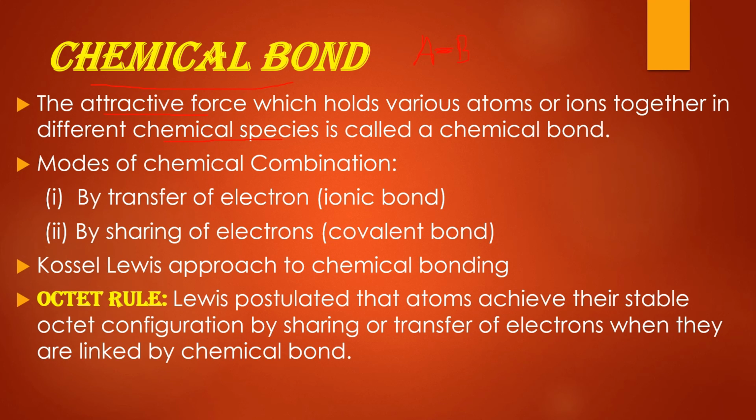Now, modes of chemical combination. Chemical bond can be formed in two ways. First is by transfer of electron. That means one atom gains electron, another one loses electron, and this type of bond formed is called ionic bond. The second is by sharing of electron. The bond formed by sharing of electron is called covalent bond. For example, like H2, Cl2, they share the electrons to form a bond.